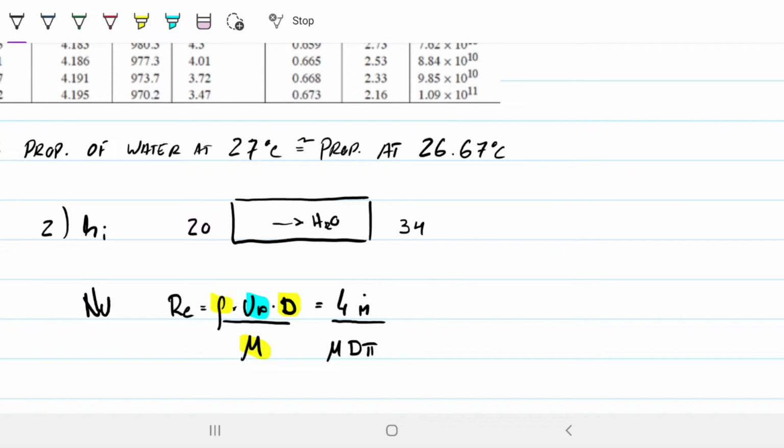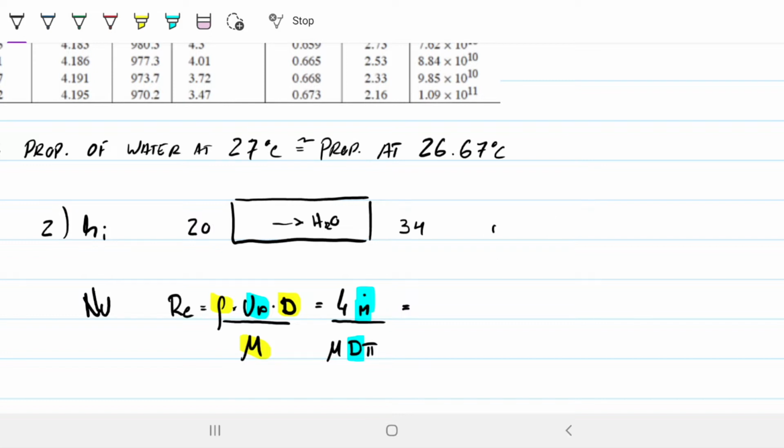All right, now for this we have information, right? Very important: which mass flow rate do I put here? Do I put the total mass flow rate or just the mass flow rate per tube? To answer that, we need to think about this diameter here. This diameter is the diameter of one tube, correct?